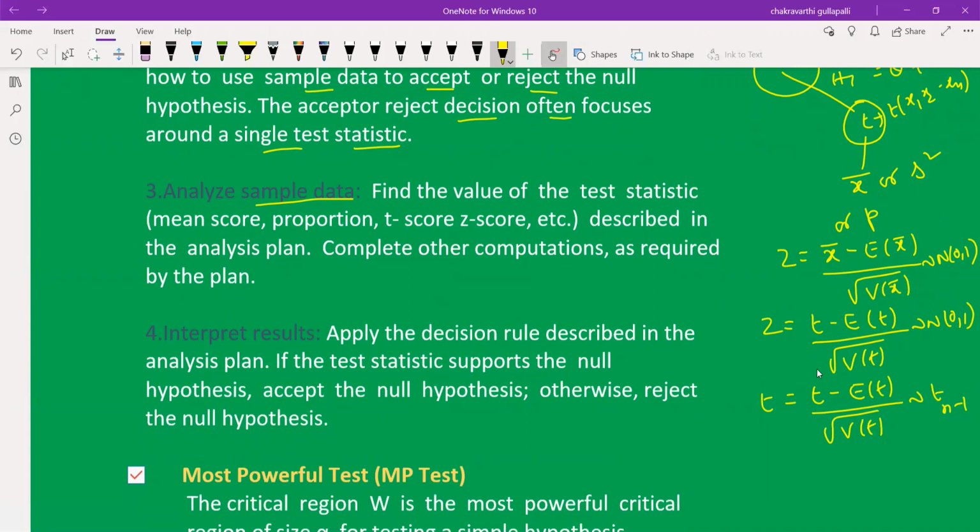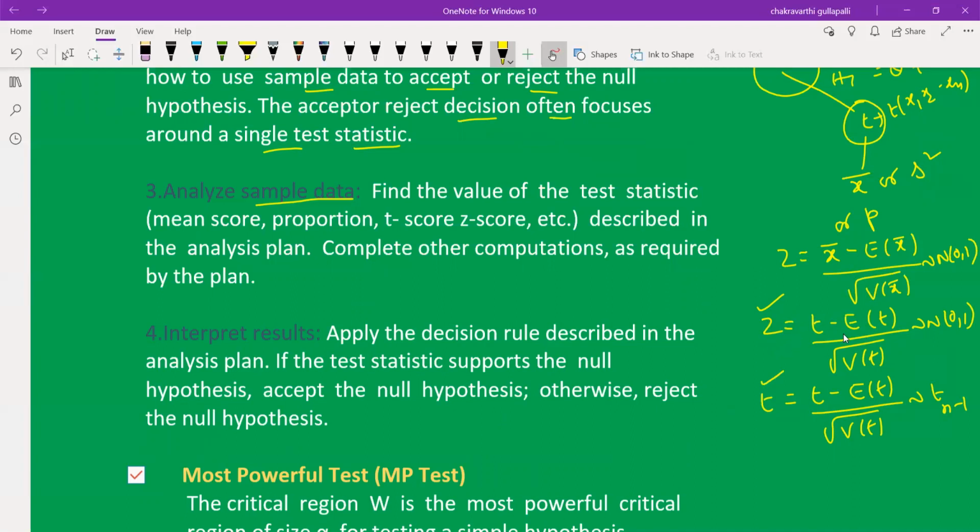Based on the requirement, we have to calculate the test statistic values using these formulas. Suppose your T follows a normal distribution, use the above formula. If T follows a binomial distribution, use binomial techniques. If T follows Poisson, use the properties of Poisson. If T follows exponential, use the properties of exponential and construct the Z here.